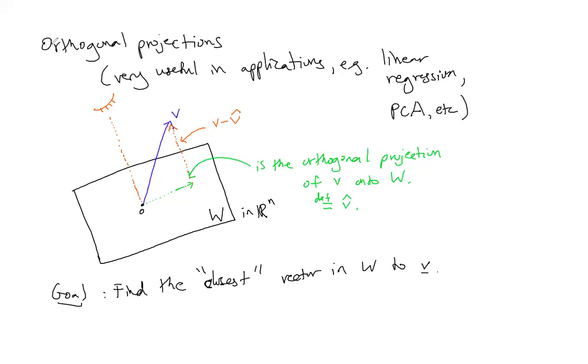So let's actually do that. Let's do a small example first, where W is one-dimensional. And then we'll do a bigger example where W is two-dimensional. And then we'll see the patterns.